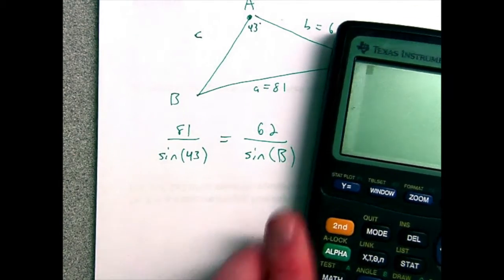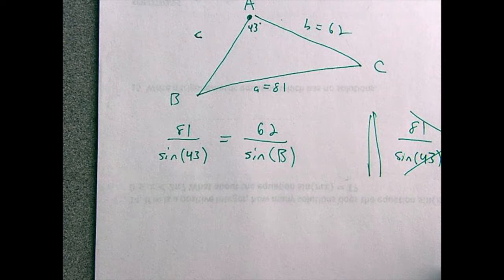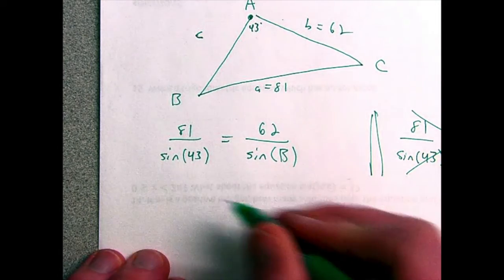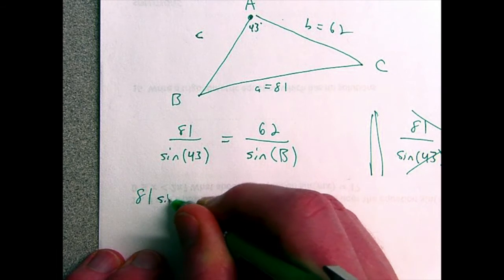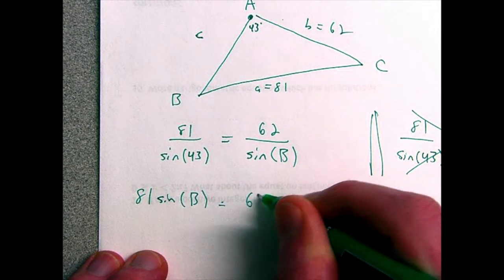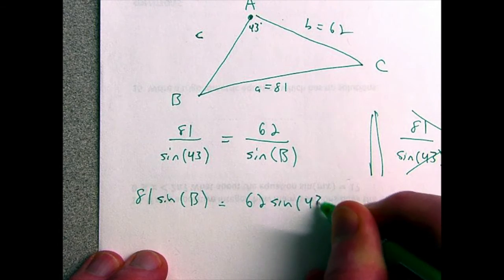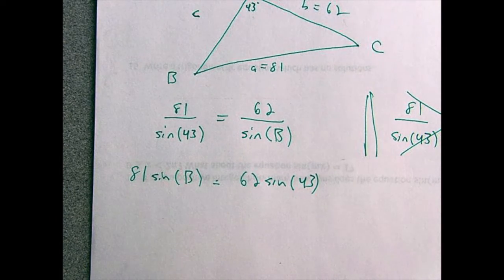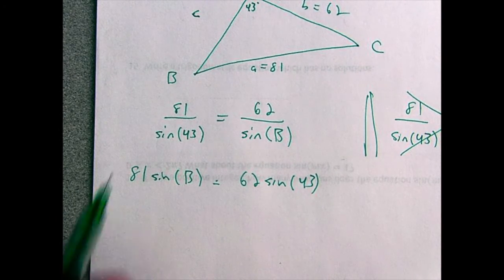So if we solve for sine of B by cross multiplying, I guess you could say this is 81 sine of capital B is equal to 62 sine of 43, cross multiplying. This will give you, let's see, so I'm going to make sure I'm in degrees.